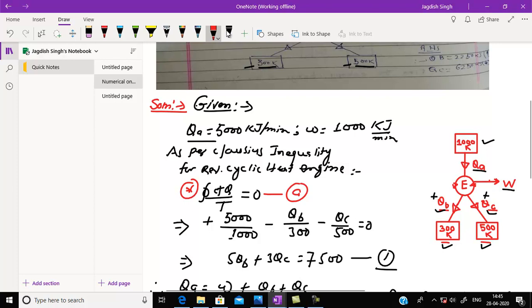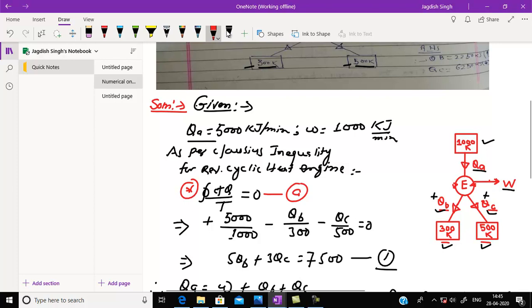Since 5000 kilojoule of heat per minute is added to this reversible cyclic heat engine at a temperature of 1000 Kelvin, the sign will be positive. This is 5000 by 1000, okay? Why this positive sign? Because this 5000 kilojoule of heat per minute is added to this heat engine at a temperature of 1000 Kelvin.